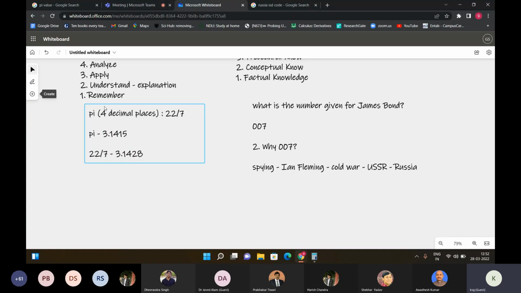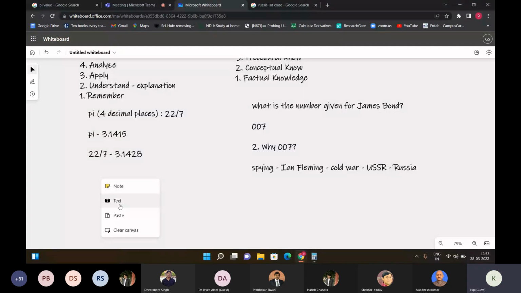This number 7 can also be said to mean that James Bond is like a rainbow, garnering the attention of everybody. A rainbow has 7 colors, so the 7 colors and 7 match, and therefore James Bond is given this number 7. You can give any explanation, but whatever explanation the learner or student gives, it should be logically acceptable and convincing. This is what is called your understand level.